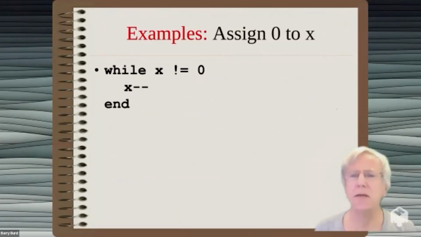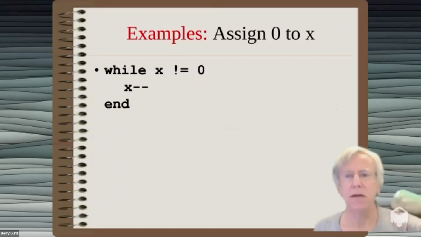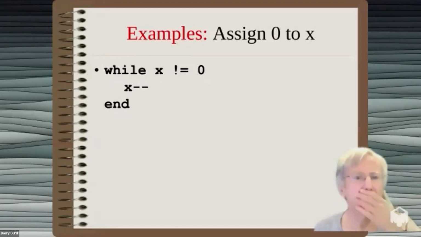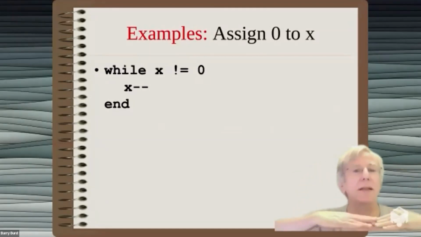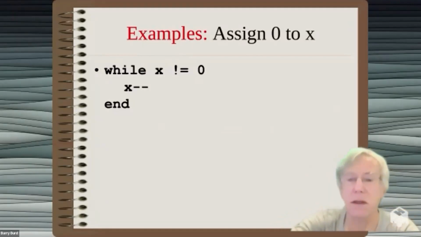So let's see. How do I assign 0 to X? Remember that you have 3 statement types. You can keep going until a variable is not equal to 0. You can subtract 1 from a variable. So this is the statement to assign 0 to X. And I know I said that every variable starts off at 0, but once a variable gets beyond 0, I want to be able to bring it back to 0. So this is the way we're going to do it.